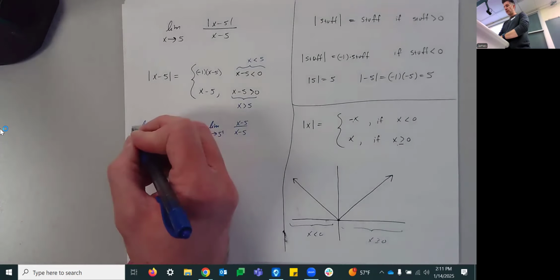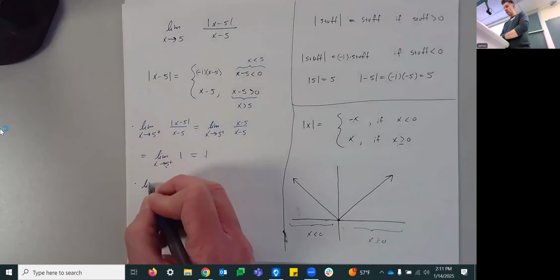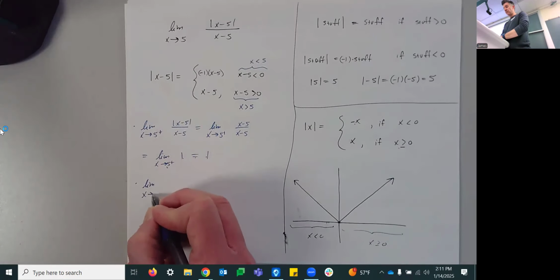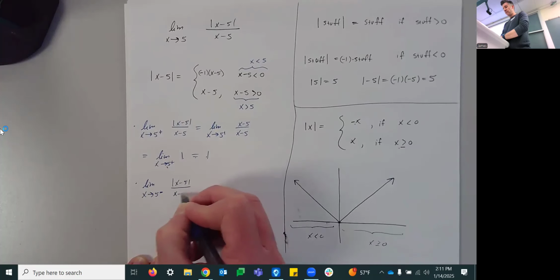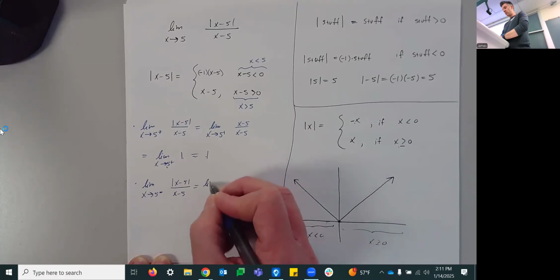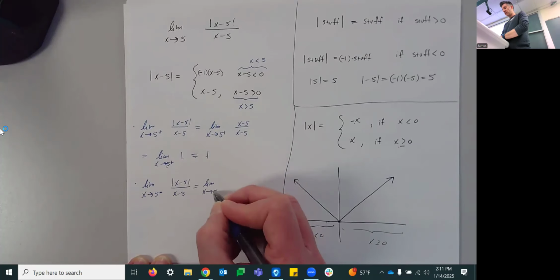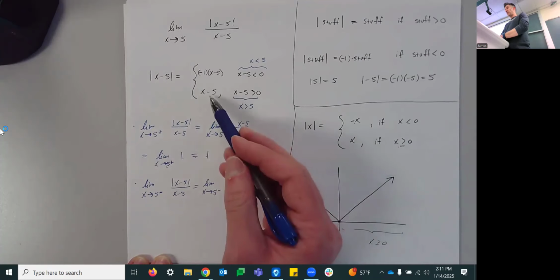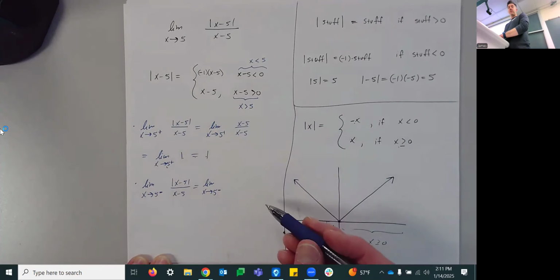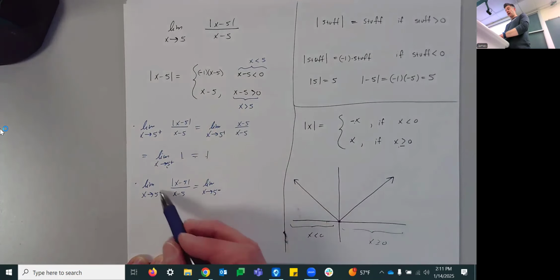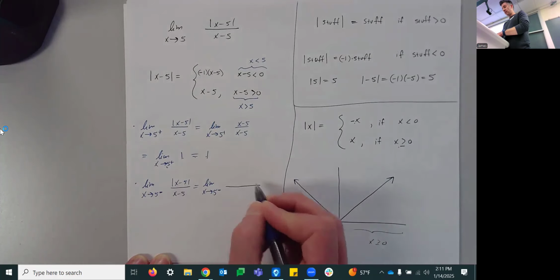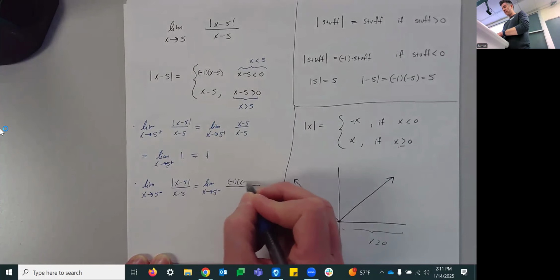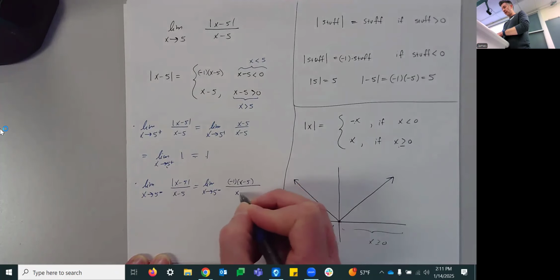On the other side of 5, the limit as x approaches 5 from the left of the absolute value of x minus 5 divided by x minus 5. Well, now we have to replace the absolute value of x minus 5 with not x minus 5, unfortunately, but negative 1 times x minus 5. Because if x is less than 5, then x minus 5 is negative, and we want to get a positive output for the absolute value. So we get negative 1 times x minus 5 divided by x minus 5.